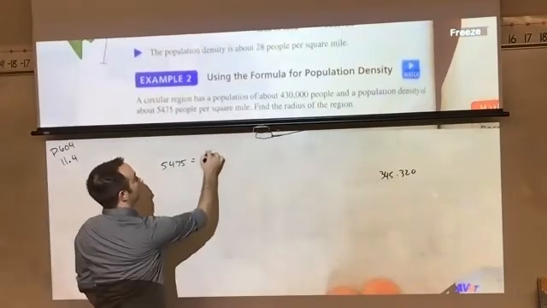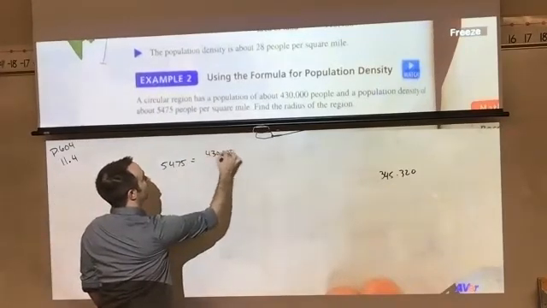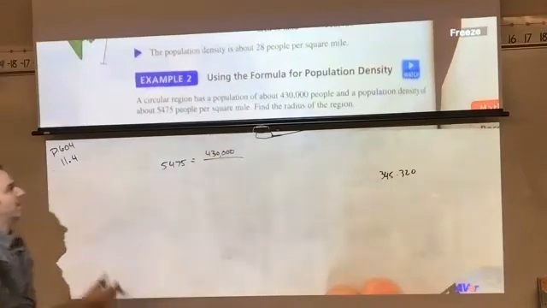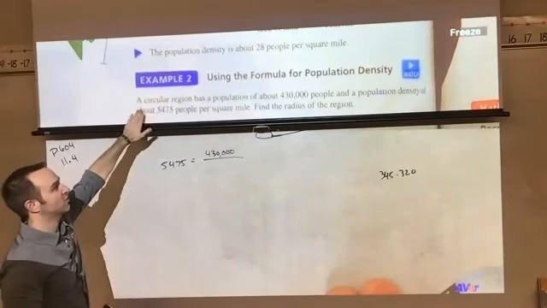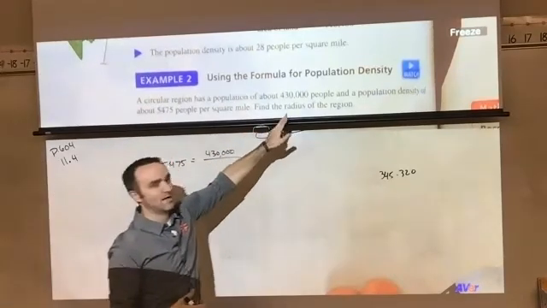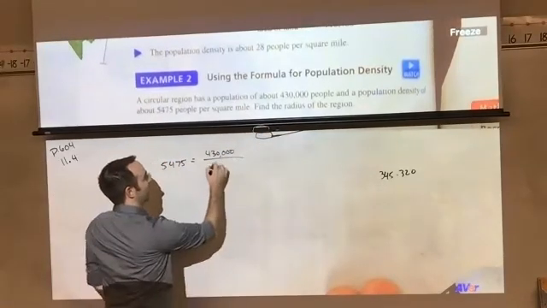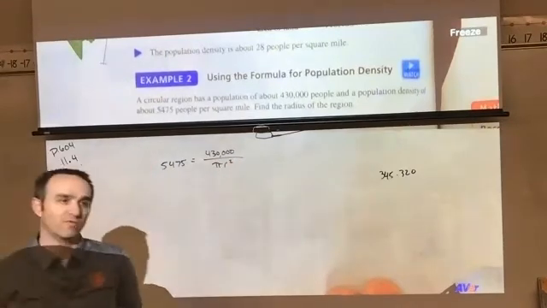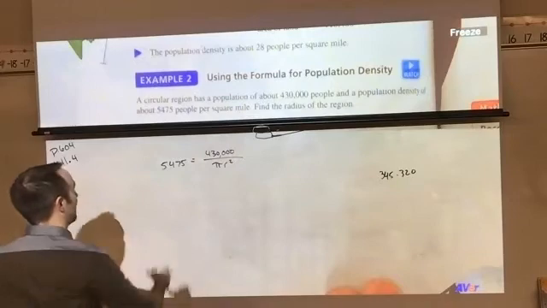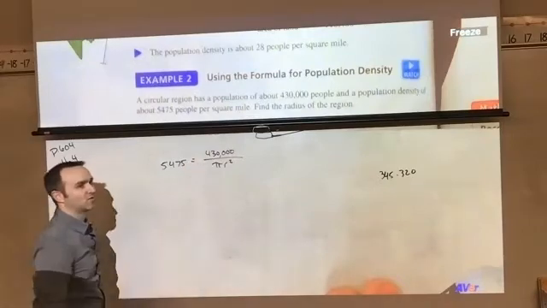Well, people, there's 430,000 people. And then it's area. And it says it's a circular region. Okay, it's a circular region, and we're looking for the radius. So I'm going to call that the area of that circular region pi r squared, because we know that's the formula for area of a circle. So now we have this. Okay, we're trying to solve for r.